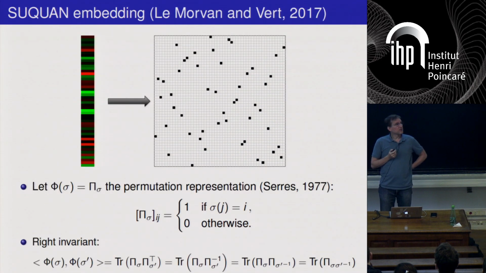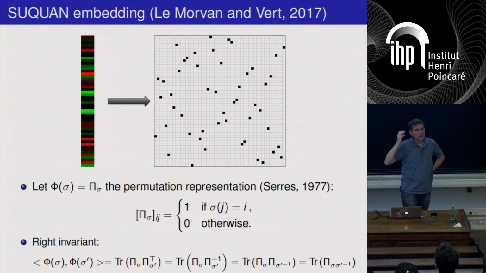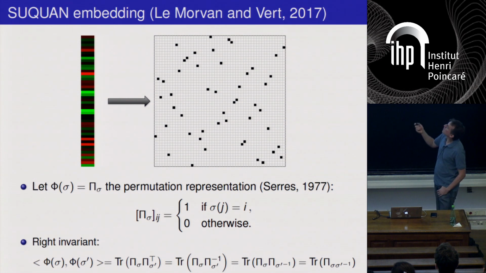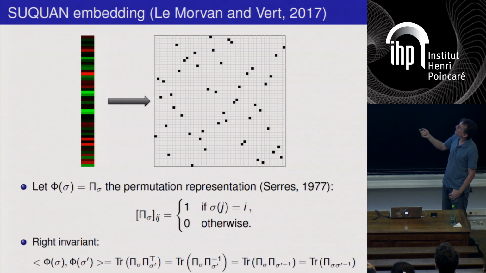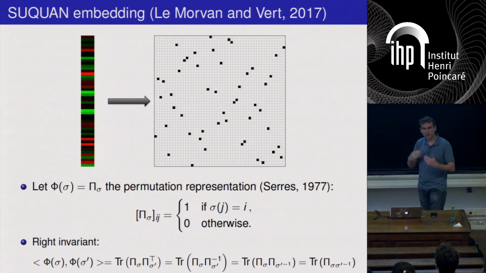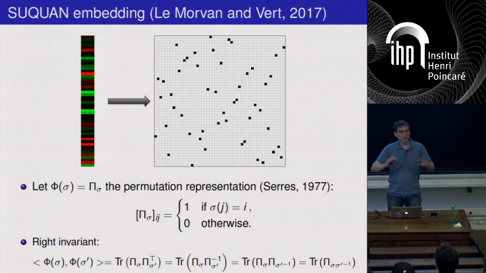All right, to make the story a bit concrete, even though there are still a few equations, let's look at this embedding. It is maybe the most natural embedding you can think of when you think of the problem of how to represent a permutation. I will explain what SUQUAN means. Here we take a permutation sigma and represent it by an n by n matrix, so n squared numbers, a binary matrix with only 0s and 1s, mostly zeros, and there are just 1s at positions that describe which item is in which position.